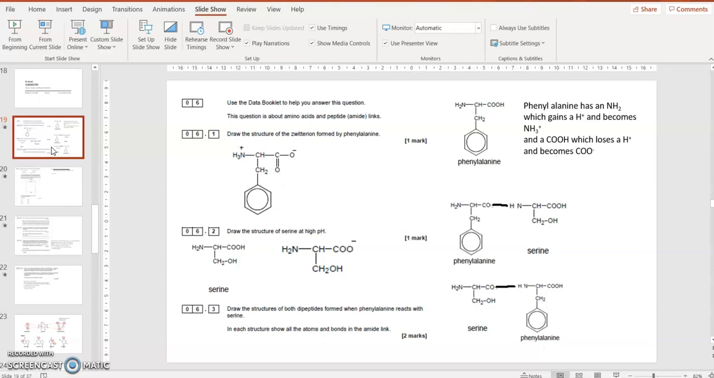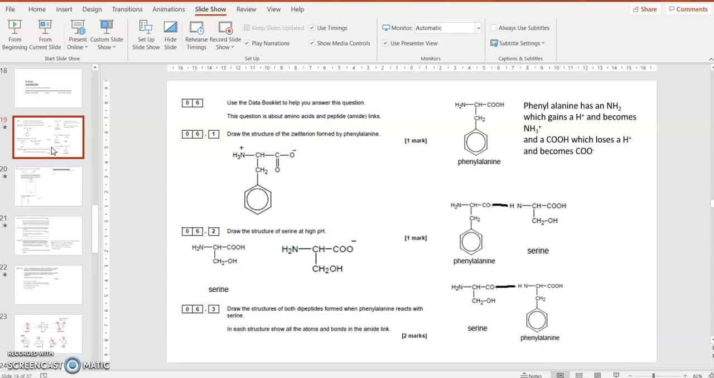So COOH becomes COO- and an NH2 becomes an NH3+ in just one place on each of one of those groups for each. So if there's a second NH2, you leave that alone. If there's a second COOH, you leave that alone as well.